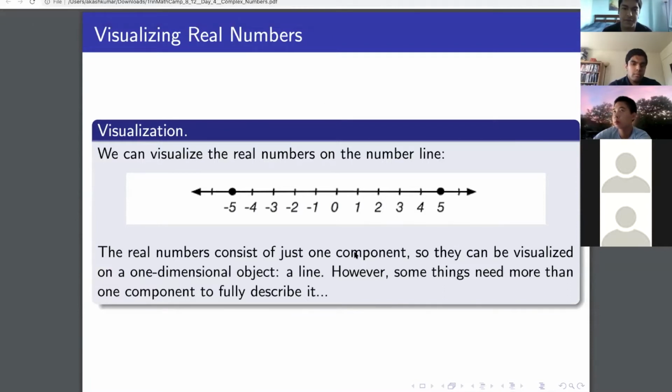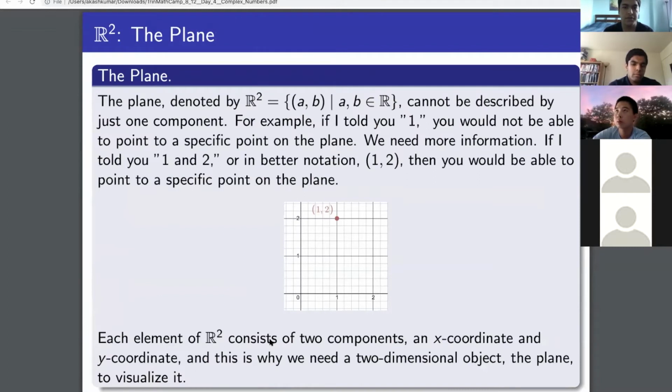By piece of information, we call it component. So an example of this is the plane. I'm sure if you've had any experience with geometry, you've probably seen the plane or the coordinate plane. I think some people call it the Cartesian plane. So the plane, this is kind of the formal mathy way of writing it. So it's called R squared because each element of the plane consists of 2 real numbers. So that's why you have the squared there.